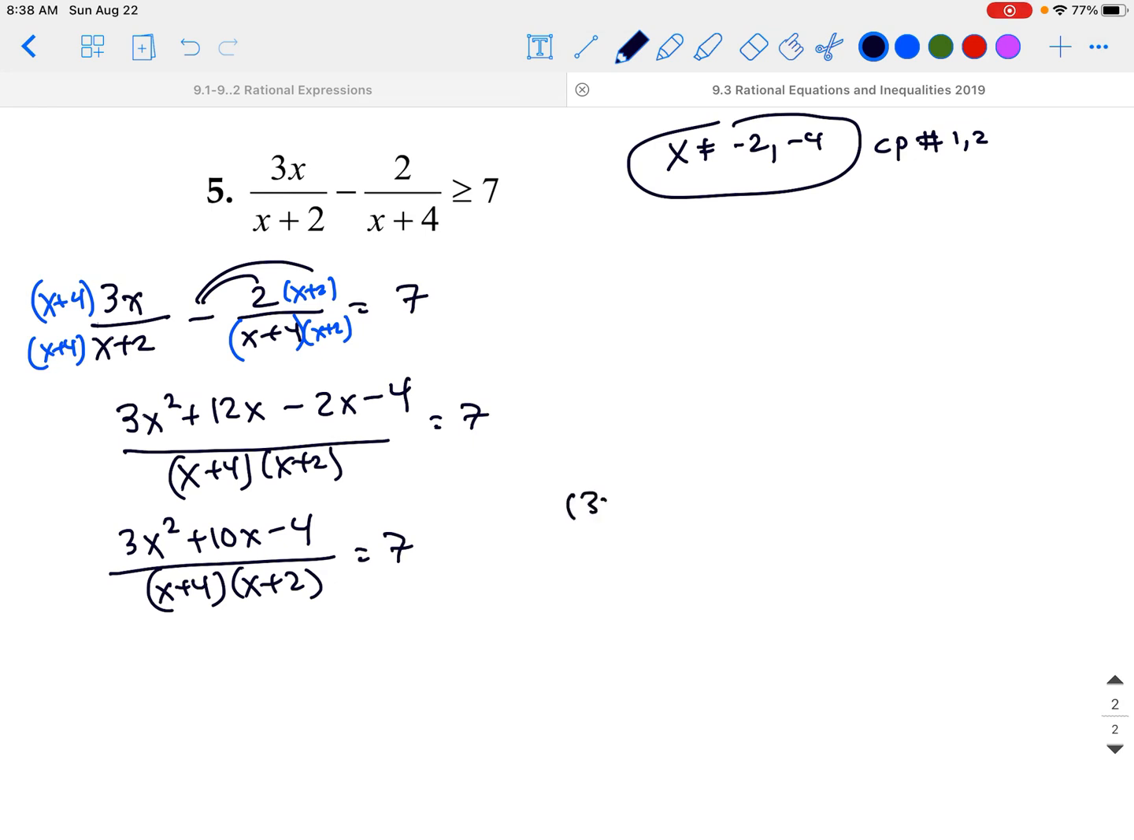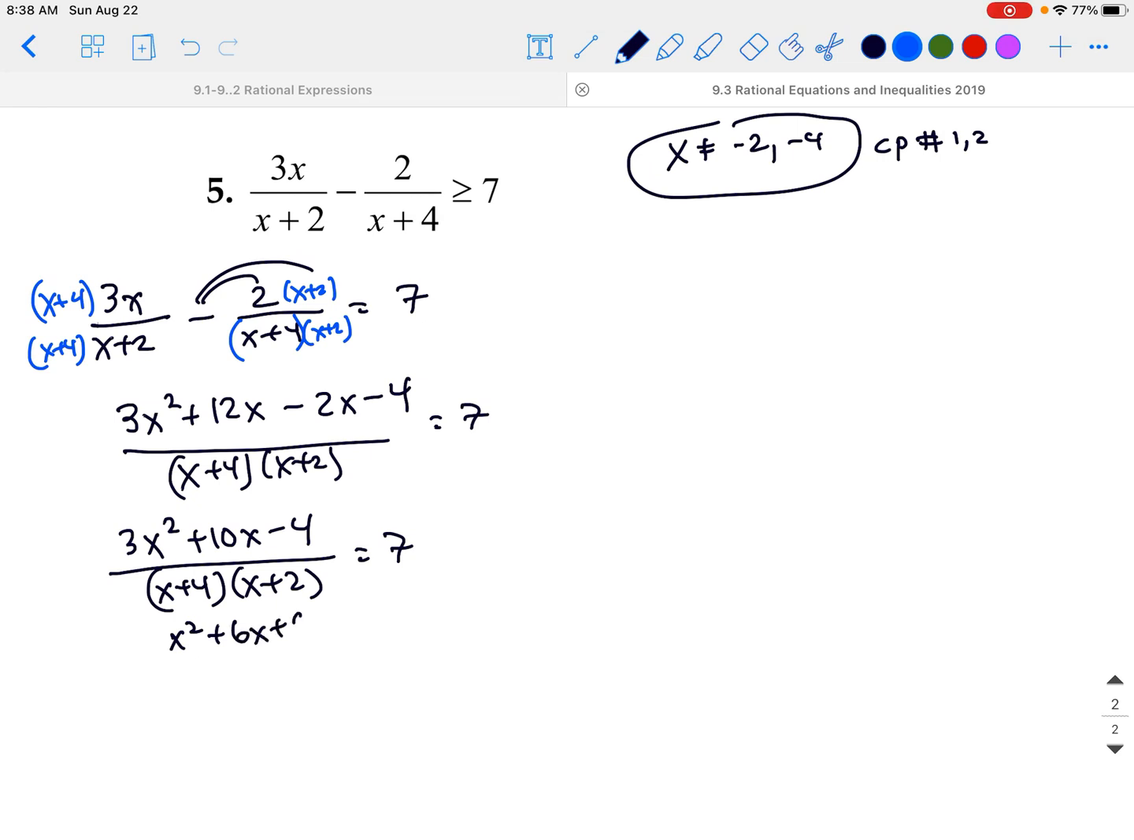And let's see if that factors. So it'd have to be 3x and x. And I don't think we're going to be able to get 10, because 2 and 2 won't get us to 10, and 4 and 1 won't get us to 10. So this is not going to factor. So if it doesn't factor, our really only option left is to multiply.